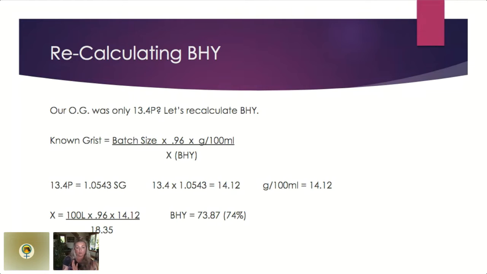Multiply that by its equivalent in specific gravity, which is 1.0543. That gives us our grams per milliliters as 14.12. And then kind of solve that for X. So we take our batch size times 0.96 times 14.12 and then divide by our grist load. And that tells us what the actual brew house yield was.